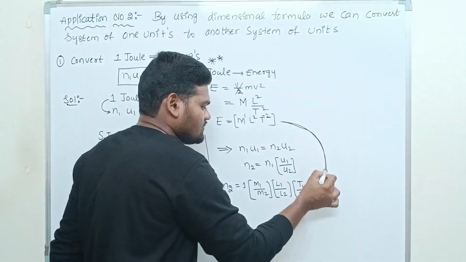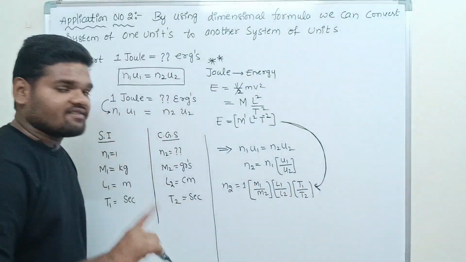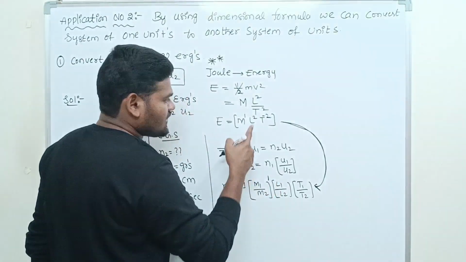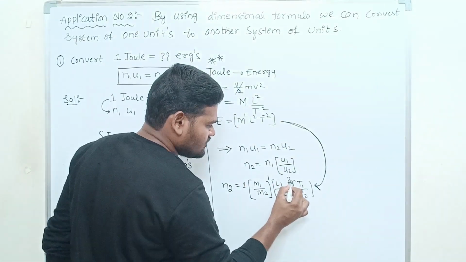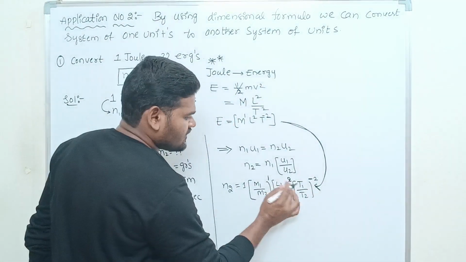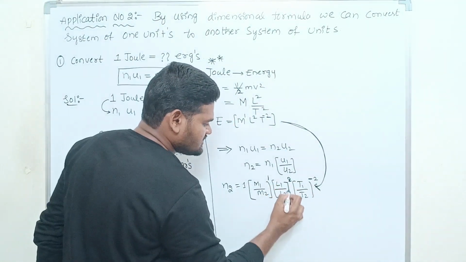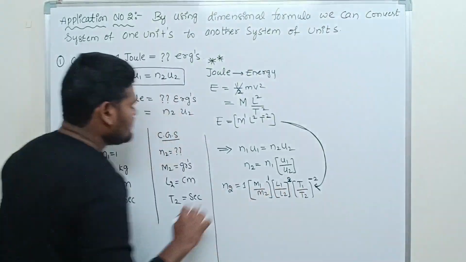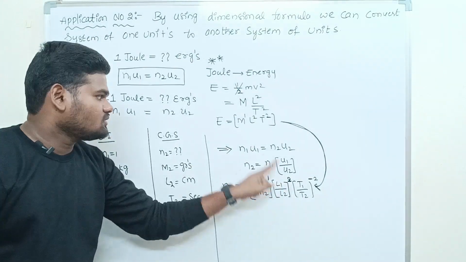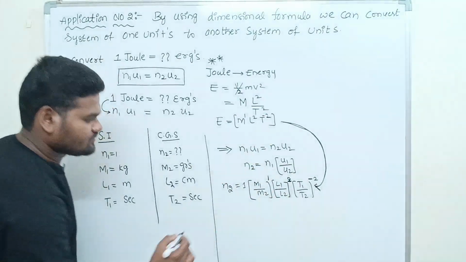From this dimensional formula, I am just writing the powers. What is the mass power? 1 is there. What is the length power? 2 is there. What is the time power? Minus 2 is there. I am writing the powers from the dimensional formula of Joule. Okay, M power 1, L power 2 and T power minus 2.